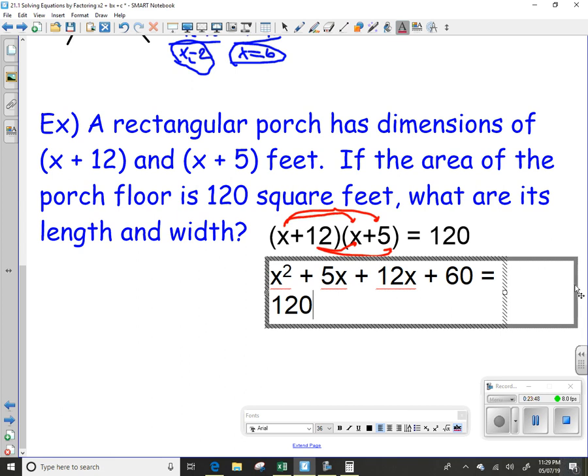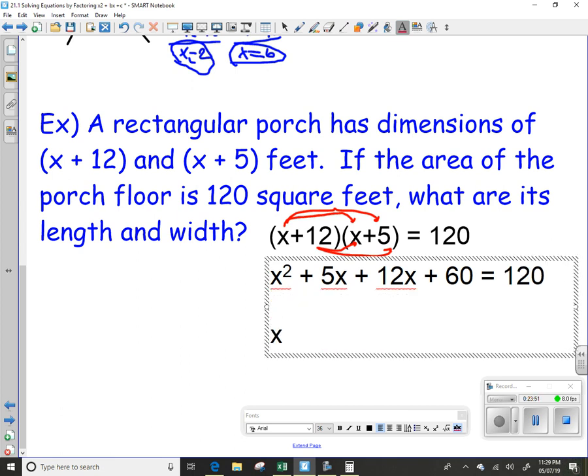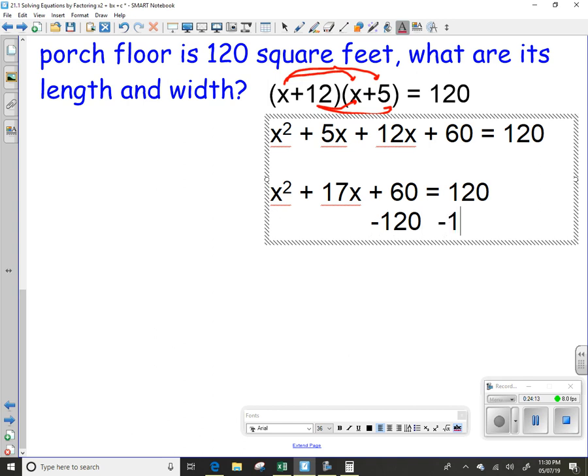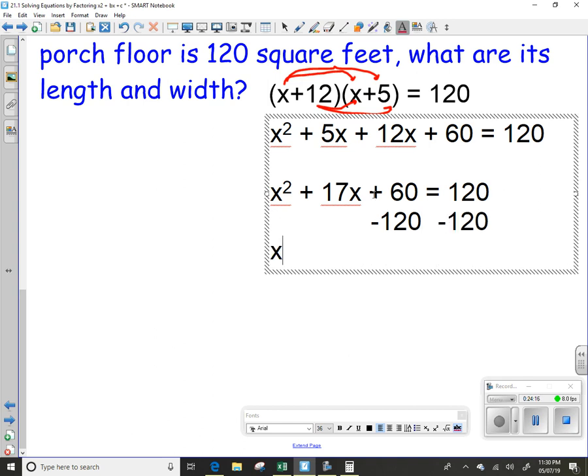If I go ahead and combine my like terms, I would get x squared plus 5x and 12x is 17x plus 60 equals 120. But now that it's multiplied, sorry, not factored, now I can subtract that 120 from both sides. So if I subtract the 120 from the 60 and from both sides, now I'm going to get the problem x squared plus 17x minus 60 is equal to 0.